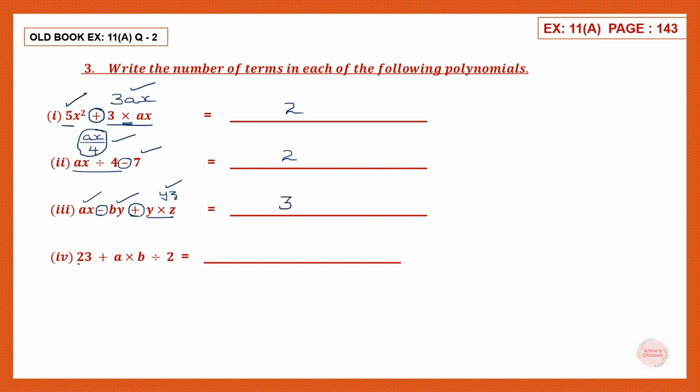Next one, 23. Then we have plus sign. Then we have multiplication and division. That's it. We don't have any more plus or minus signs. That means 23 is one term and all these together will become another term. A into B can be written as AB divided by 2. So now this whole thing has become one term. So we have 23 and then we have this. So 1 plus 1, 2 terms.